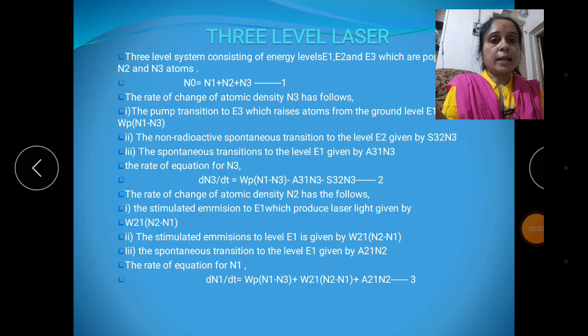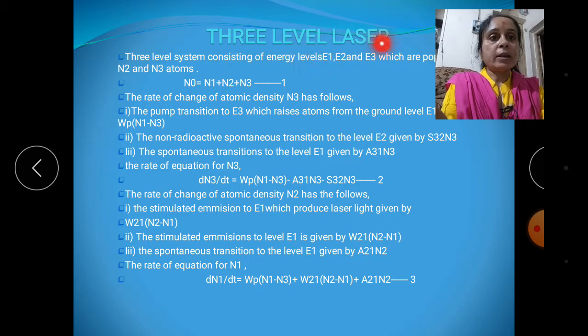Hello friends, in the last lecture we discussed the two level laser system. So today we are going to start the next level system, which is the three level laser.